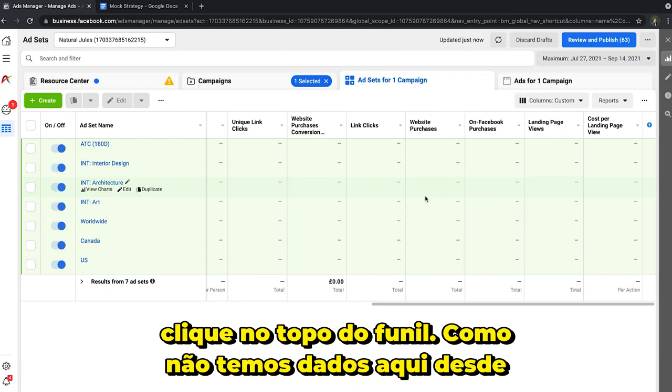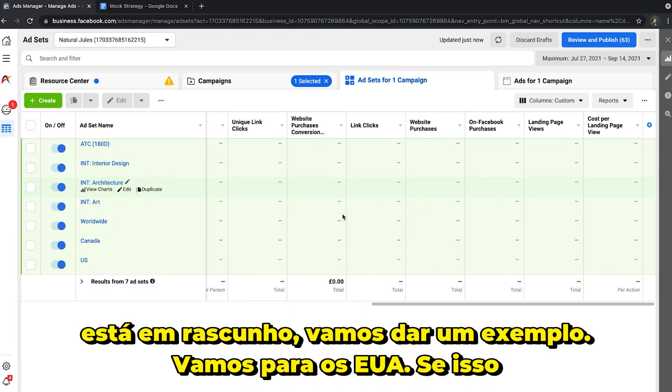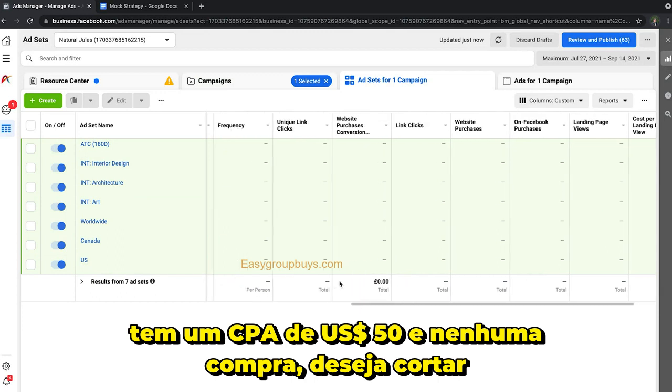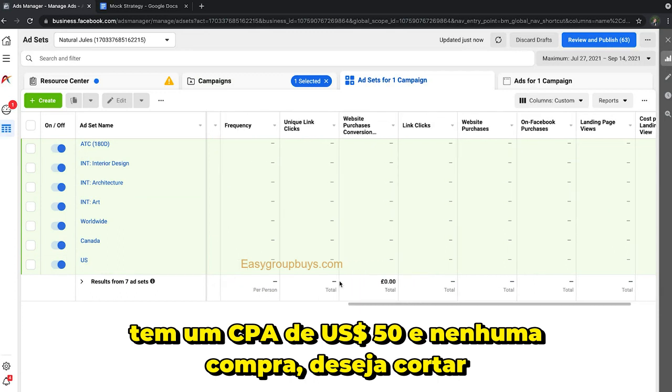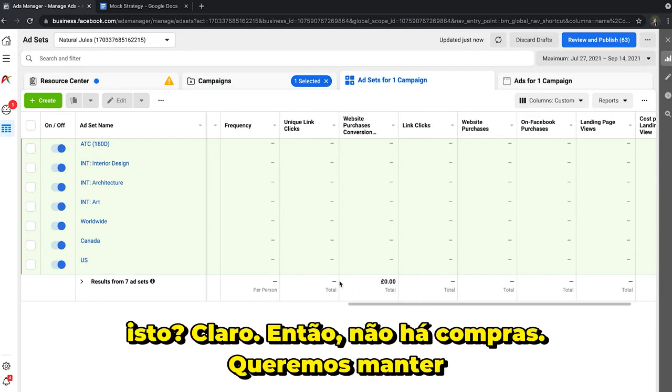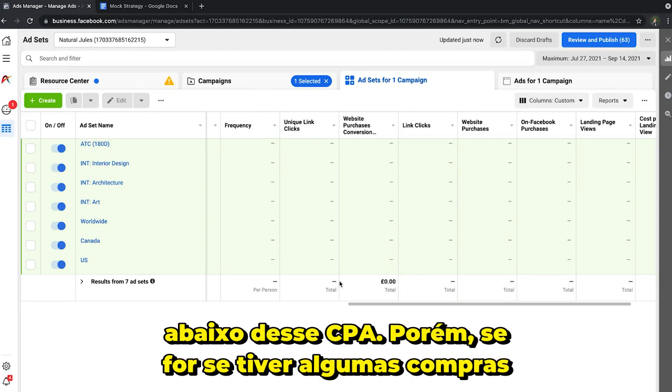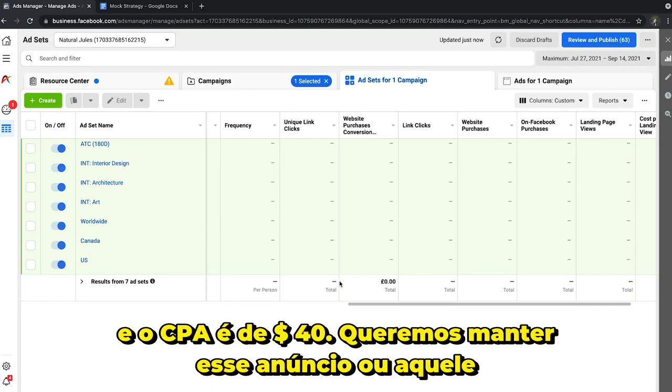Since we don't have data here, since it's in drafts, let's have an example. Let's go for US. If it has a CPA of $50 and no purchases, do you want to cut it? Of course, since there are no purchases. We want to keep below that CPA. However, if it has a few purchases and the CPA is $40, do we want to keep that ad on or that ad set on?